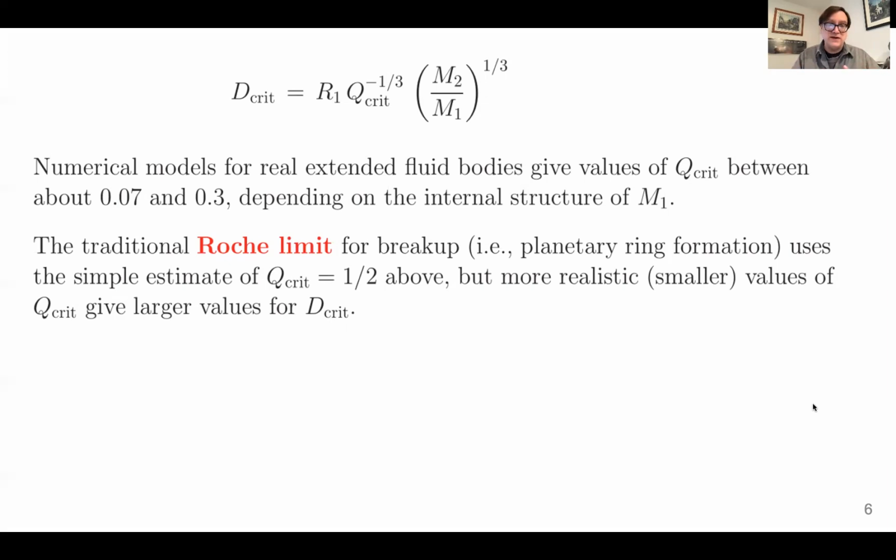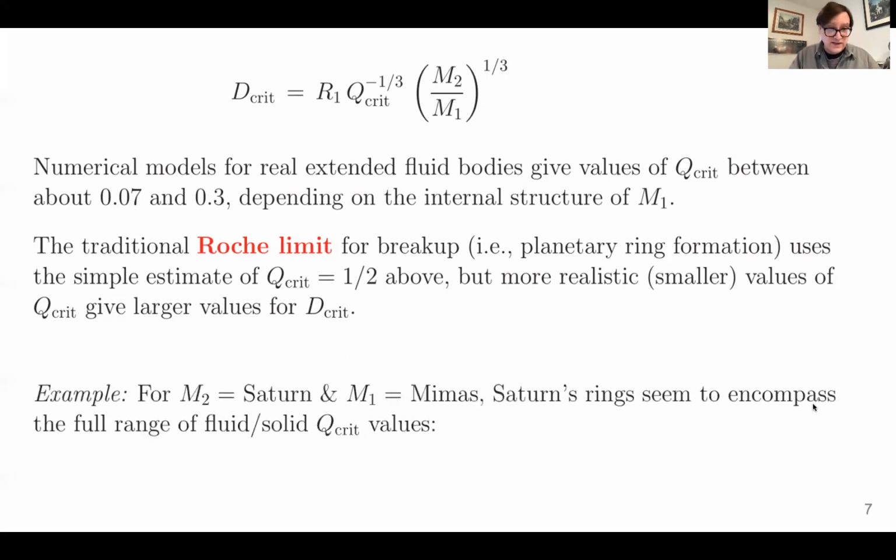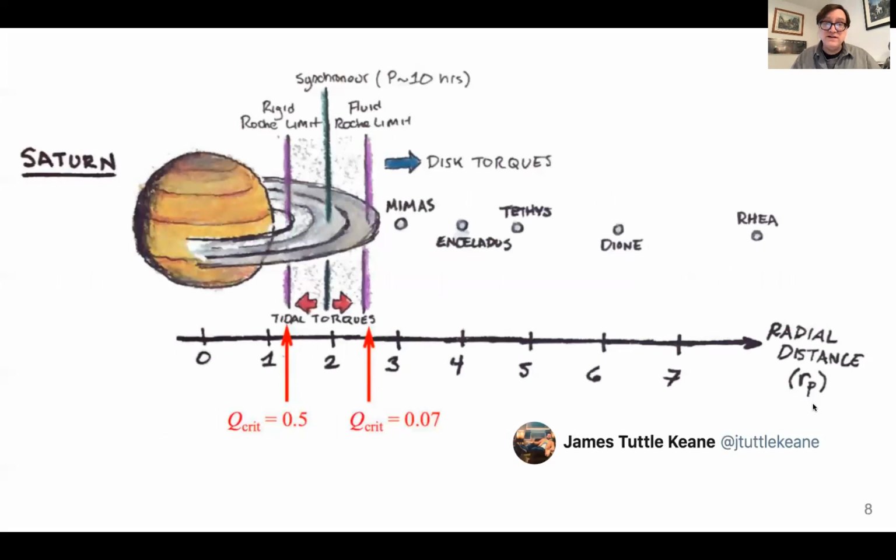But you can also get insight by this range of q critical values. So for example, we can look at Saturn as M2, the perturbing body, Mimas, the innermost large moon of Saturn, as the body that we'd like to know whether it's going to be broken up or not. And it approaches Saturn, and we'd like to figure out what are the q critical values. And if you plug in essentially the entire range that we've talked about of 0.07 to 0.5, the corresponding critical distances correspond kind of almost serendipitously to the inner and outer radii of the rings of Saturn.